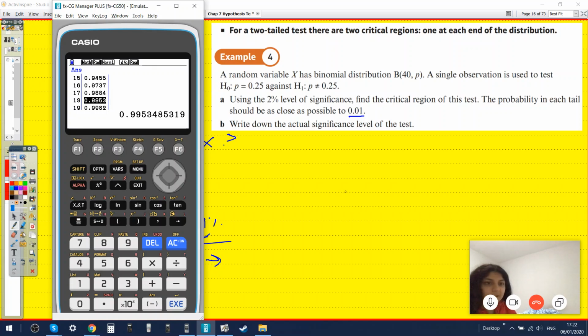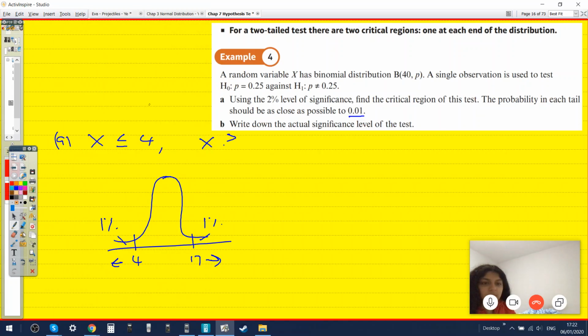I don't know. Let's see. So we're saying that this one is very close to 0.99, and so that matches up with 17. So we're doing 1 minus. So if we did 1 minus x is less than or equal to 17, then that would give you x is greater than or equal to 18. Yeah, I believe that's it.